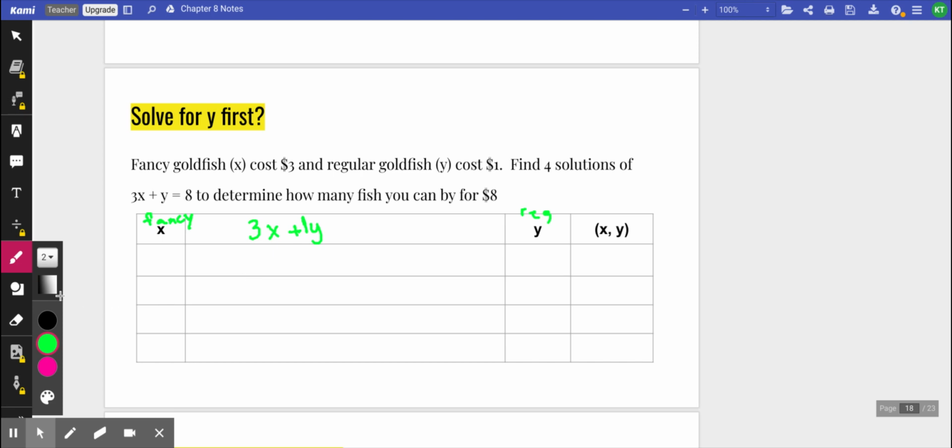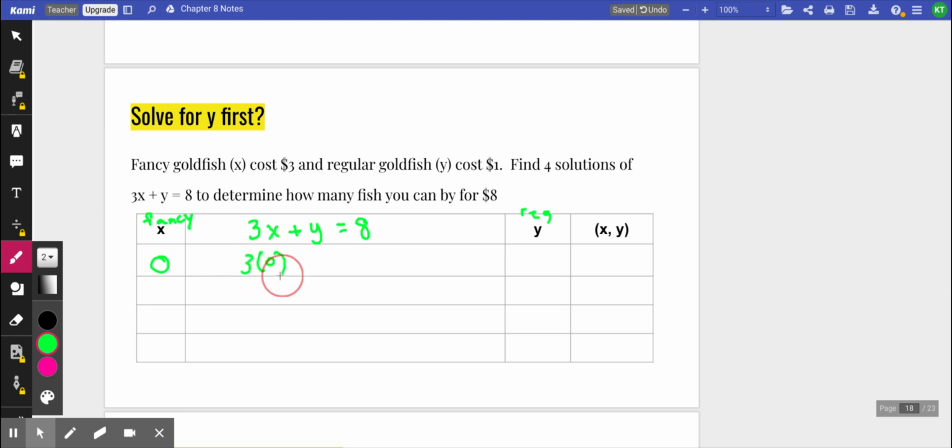And I could write the 1 there, but notice that it's not. It's understood to be there. Plus $1 for the regular, and I have $8 to spend. So I want to determine how many fish I can buy for $8. So let's say, all right, I want to buy 0, right? Because you can't buy negative fish. So that'd be silly to put a -1 in there. But we'll say let's buy 0 of the fancy goldfish, right?